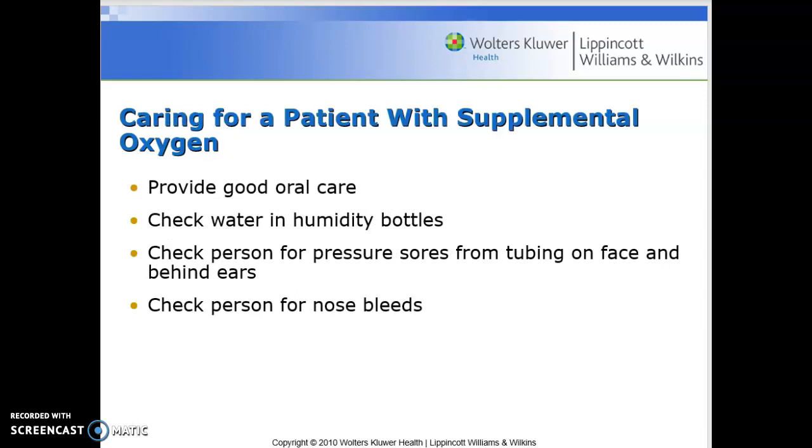When we care for a patient using supplemental oxygen, we need to make sure that we provide good mouth care, oral care, because this oxygen can be very, very drying, and it can irritate the mucous membrane. So just making sure that we provide good oral care, and we need to always check the water bottles for humidity. Make sure their water bottles are not emptied, because the water can actually provide humidity, and it moistens that air so it's not so drying. And then again, we need to check for pressure sores on the face and behind the ears. And we also need to look for nosebleeds.